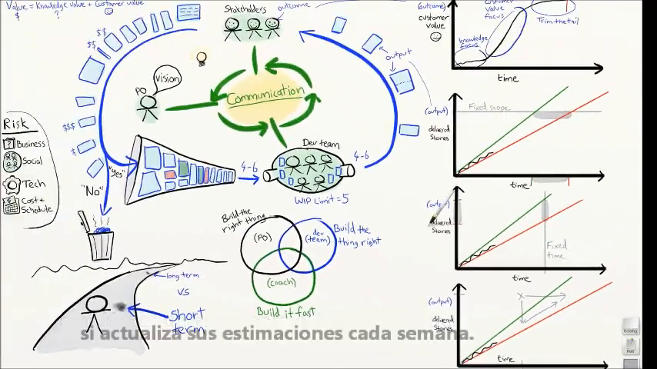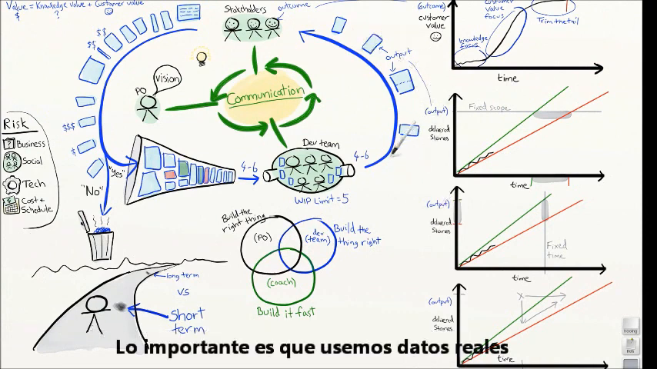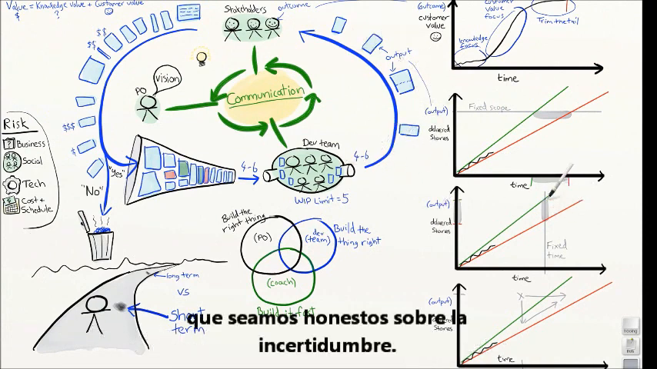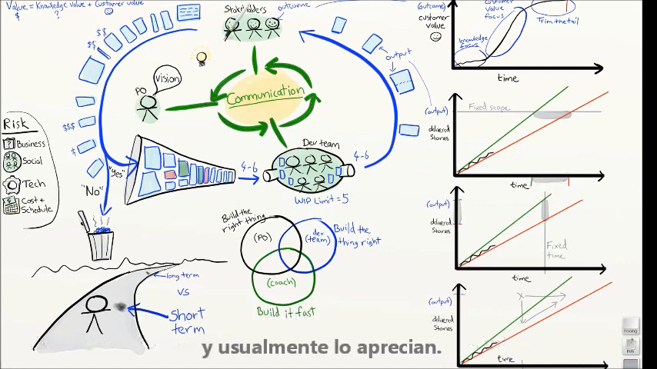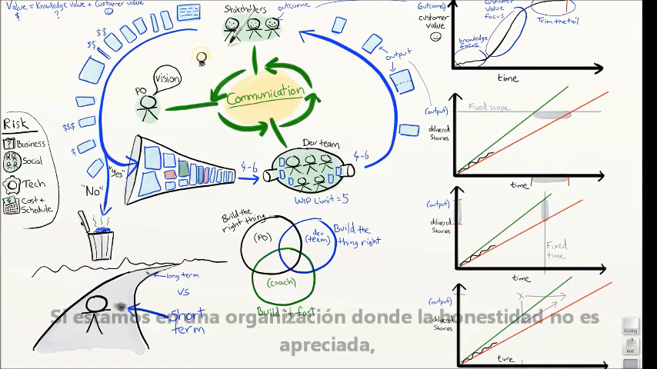The important thing here is that we are using real data to make the forecast, and that we are being honest about uncertainty. I said no lying, right? So this is a very honest way of communicating with stakeholders, and they usually appreciate that a lot. If your organization doesn't like truth and honesty, it probably won't like Agile.